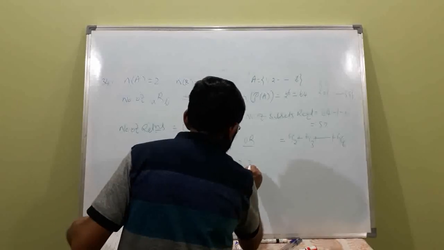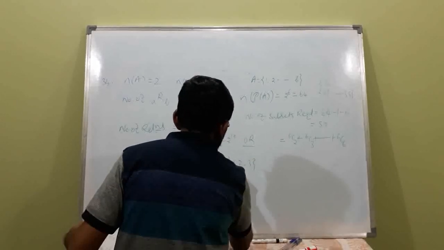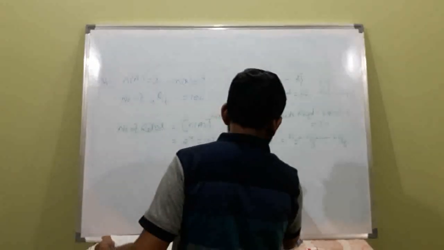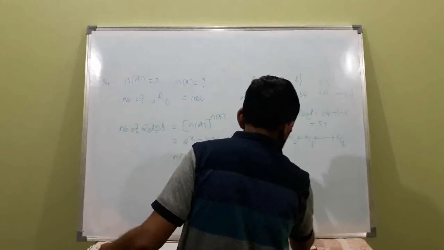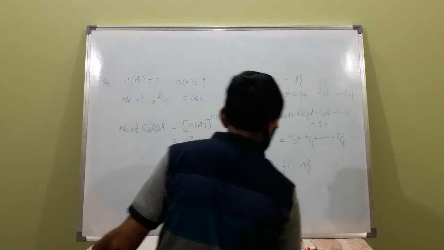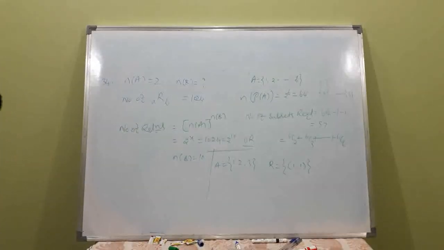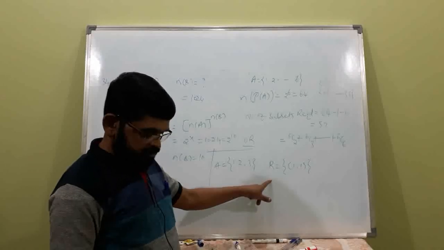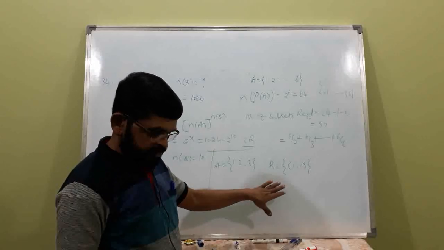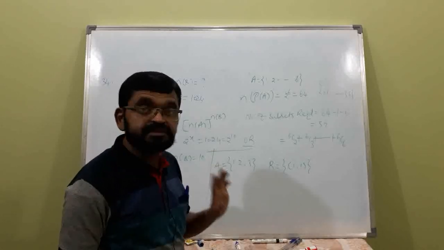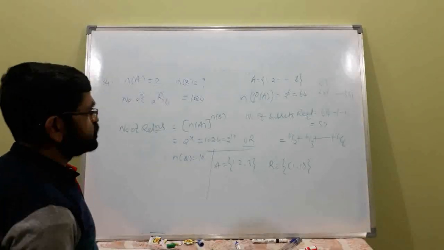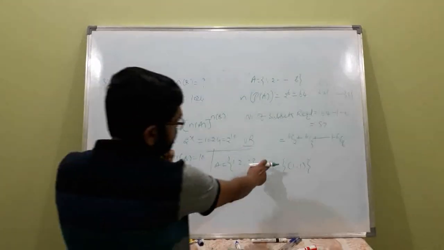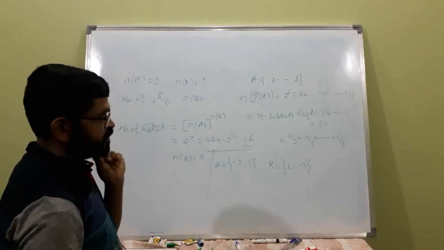Another example: if a relation R on the set {1, 2, 3}, suppose this is set A, then R is reflexive and symmetric, reflexive and transitive, symmetric and transitive, or only symmetric. So this is reflexive as well as symmetric. R is reflexive as well as symmetric is the correct answer.